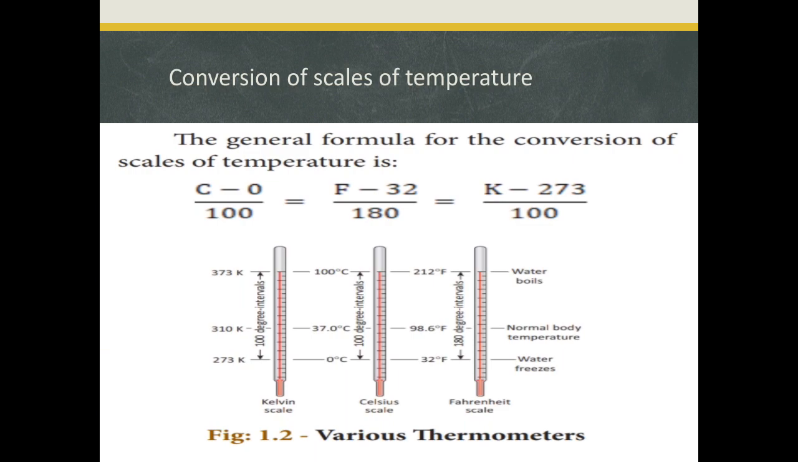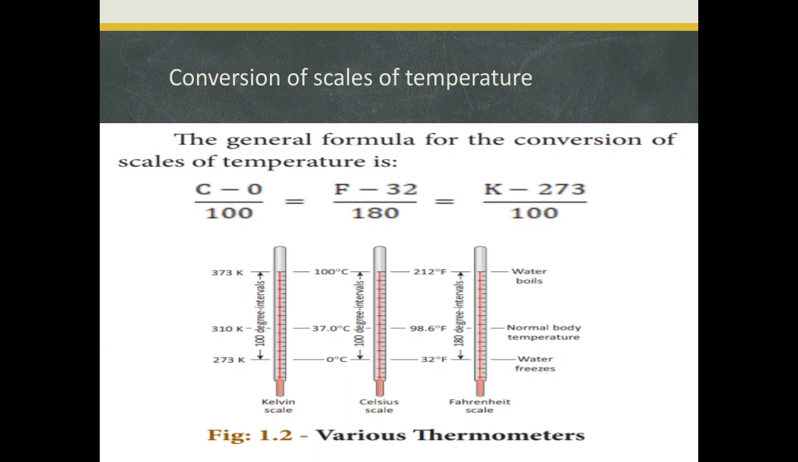Below, you can see three different thermometers calibrated in three different scales: Kelvin scale, Celsius scale and Fahrenheit scale. The lower point and the upper point in the case of the Kelvin scale is 273 Kelvin to 373 Kelvin. In the case of the Celsius scale, it is 0 degree Celsius to 100 degree Celsius. And in the case of the Fahrenheit scale, it is 32 degree Fahrenheit to 212 degree Fahrenheit.